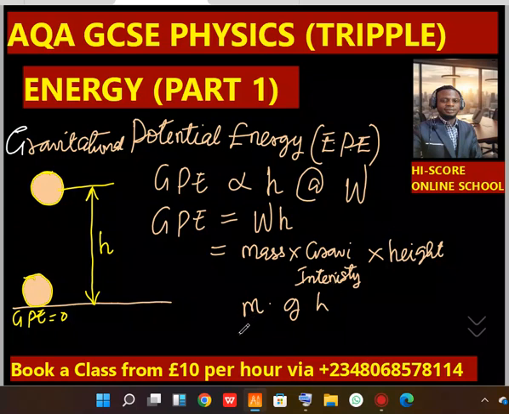m is in kilogram, kg. g is in Newton per kilogram or meter per second squared, and h is in meters. Sometimes the problem may be given in grams. To convert grams to kilogram, simply divide by 1,000. So that's how we calculate the gravitational potential energy.